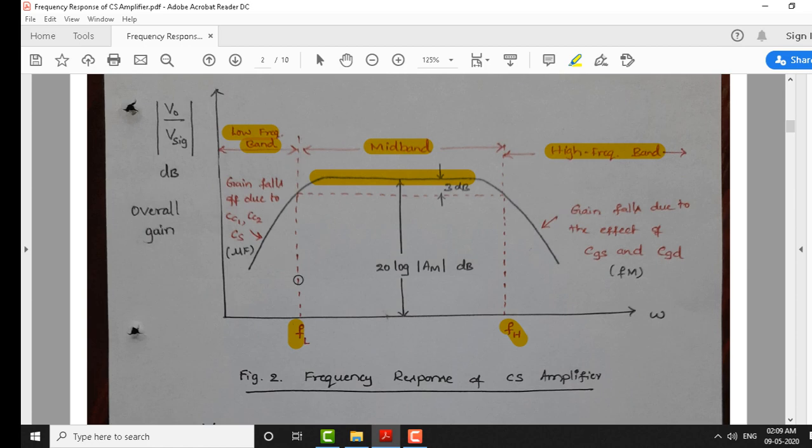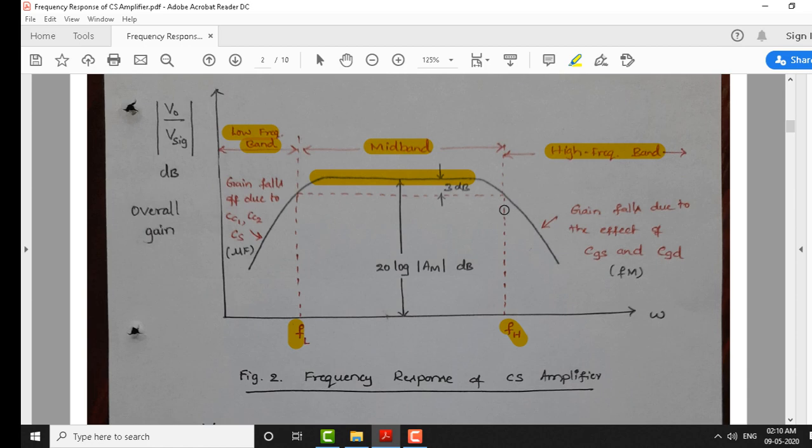So the frequency response of a common source amplifier shows that at low frequency there is a drop in gain, and at high frequency there is also a drop in gain. The gain remains constant in the mid band, basically between FL and FH. So at the mid band the gain is almost constant. To obtain the bandwidth, we can decrease from the maximum gain by 3 dB, and the lower and upper cutoff frequencies can be estimated.